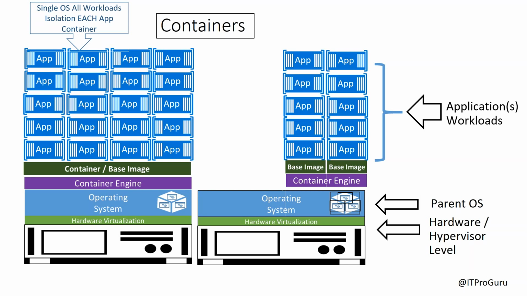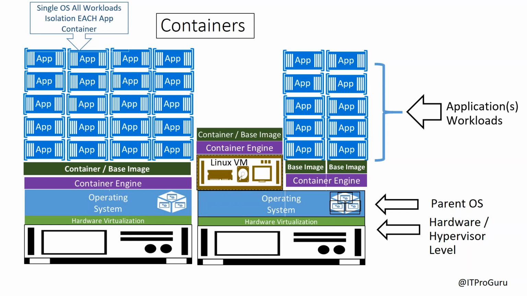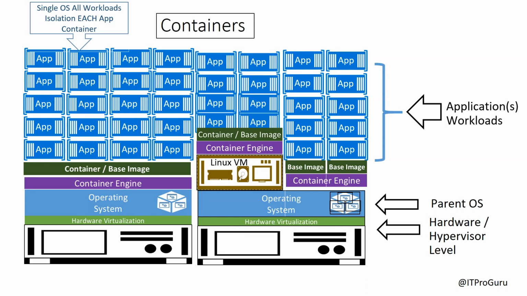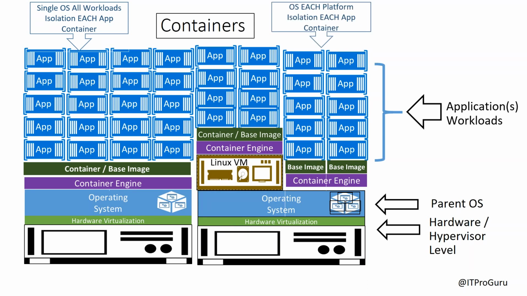So you can run the container image right on top of your operating system, but you can also add a virtual machine to that, and that virtual machine doesn't even have to be the same. It could be a Linux VM or whatever, and then run the container image engine on top of that with your container base image to run additional workloads. So in this scenario, you have an OS per platform, but isolation for each application container.